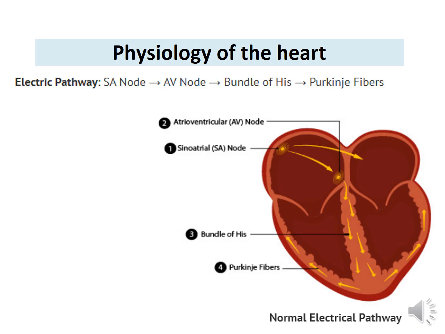Physiology of the heart, or actually it's an important pathway which is called the electric pathway. How the electricity of the heart works. As we see here now, it's organized in numbers 1, 2, 3, 4. Number 1 means the SA node. This is the first point for producing electricity.